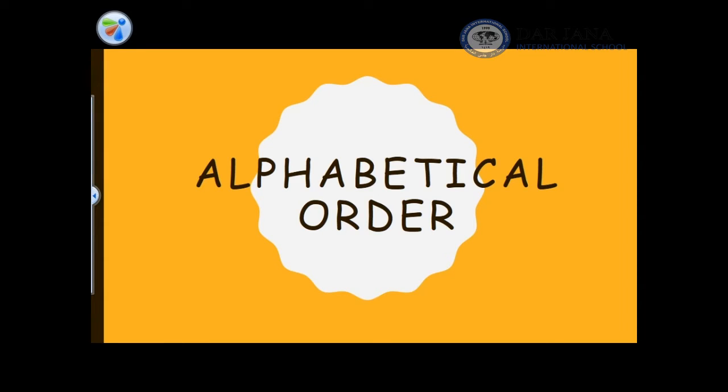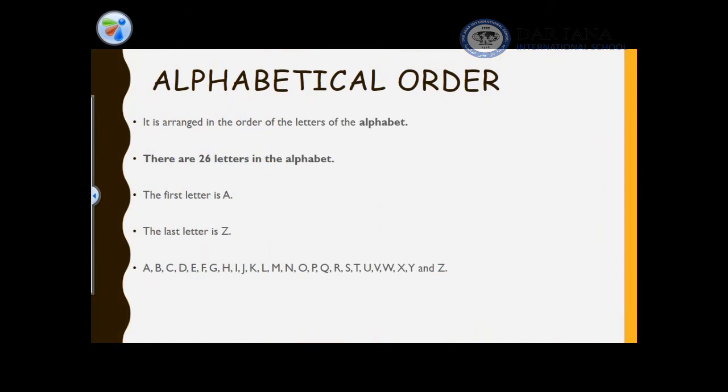Hey everyone, today we're going to learn a new lesson in spelling, and it's all about alphabetical order. Okay, how many letters do we have in the alphabet? Do you know? We have 26 letters in the alphabet. The letters are all arranged in order, so that's why it's called alphabetical order. The first letter is A and the last letter is Z.